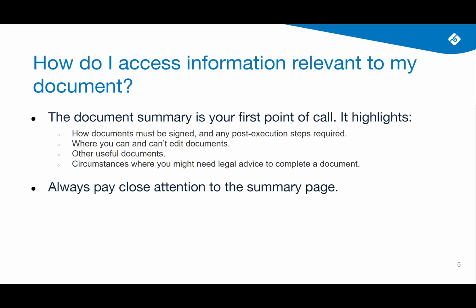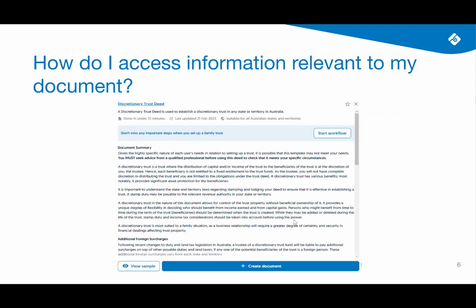Just to clarify, when I say document summary, I mean when you search for the document on the platform and you click on the name of the document, not on the plus sign on the right, it will take you to a page with a bunch of information about the document. That's a document summary, and it's important that you pay attention to that. So this is what it looks like for the discretionary trust deed, for instance. We give you a bit of a warning, a general understanding of how a discretionary trust is set up, and then some information on particular areas that you might need to know, such as foreign surcharges.